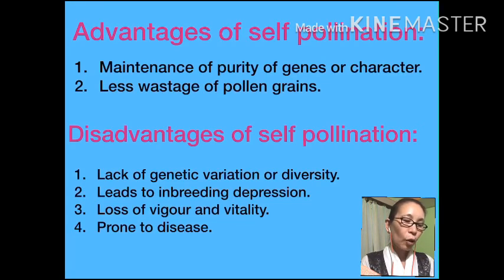And as a result of self-pollination, such populations of the clones or inbred lines also show lower vigor and vitality. And they are also prone to diseases due to the increase in homozygosity. Now, because of such limitations, most of the plants prefer cross-pollination over self-pollination.